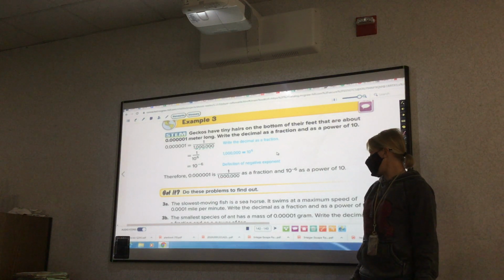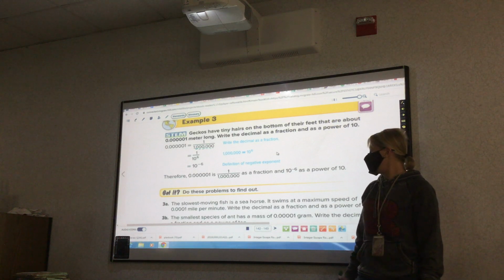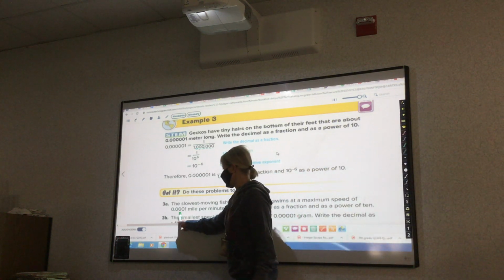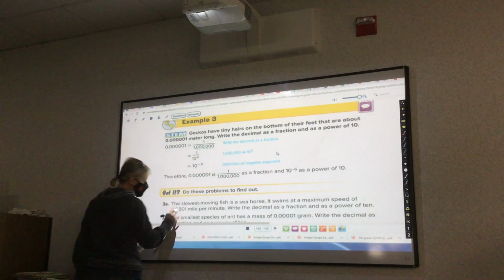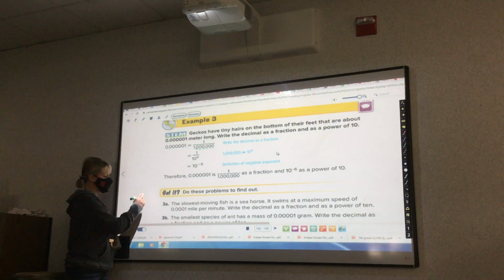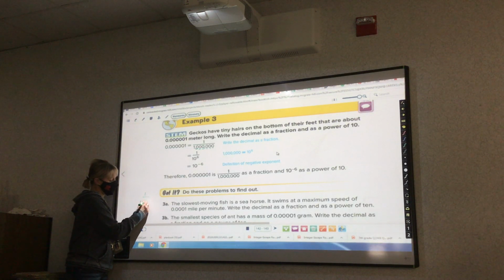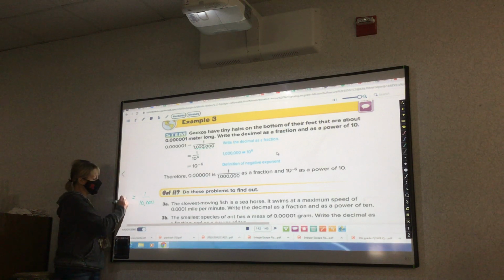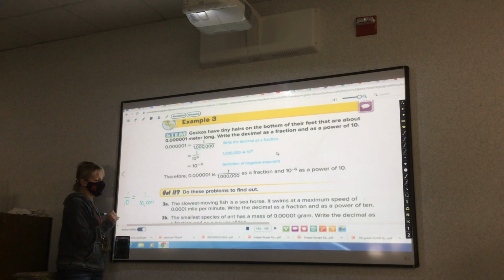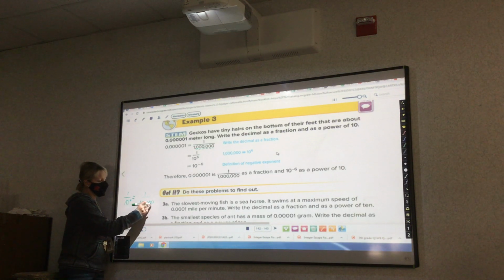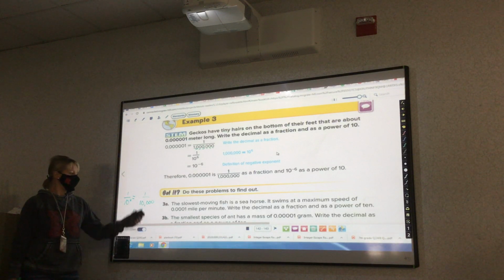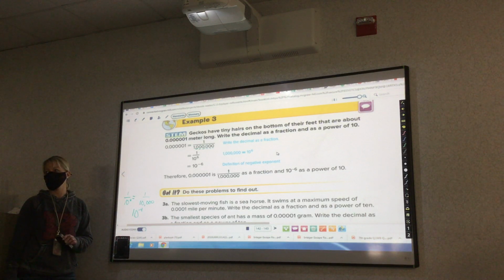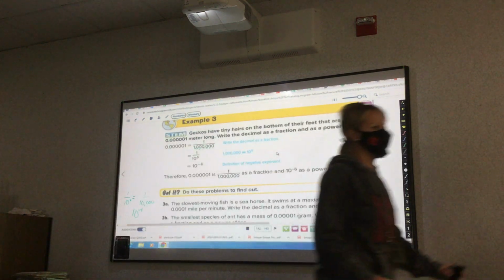The slowest moving fish is a seahorse. It swims at a maximum speed of 1. What place value is this? Tenths, hundredths, thousandths, 10,000ths. So I always read each place value so I know that it would be 1 over 10,000. Then I know that would be 1 over 10 to the what power? Fourth, because there are 1, 2, 3, 4 zeros. So then 1 over 10 to the fourth would be 10 to the negative fourth. That's how I would write 3a. Do you guys understand that? So let's have you guys try 3b.